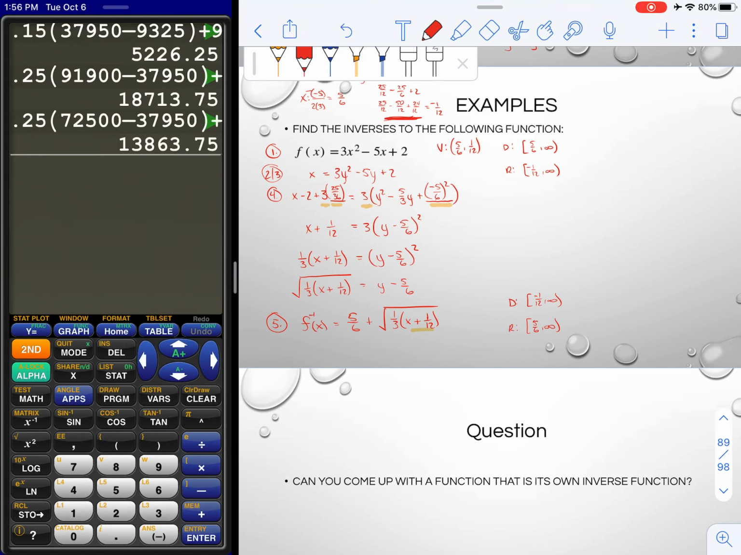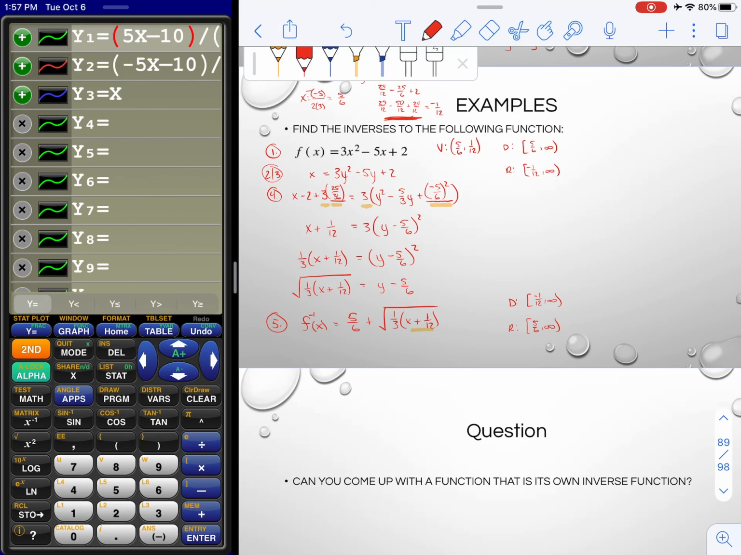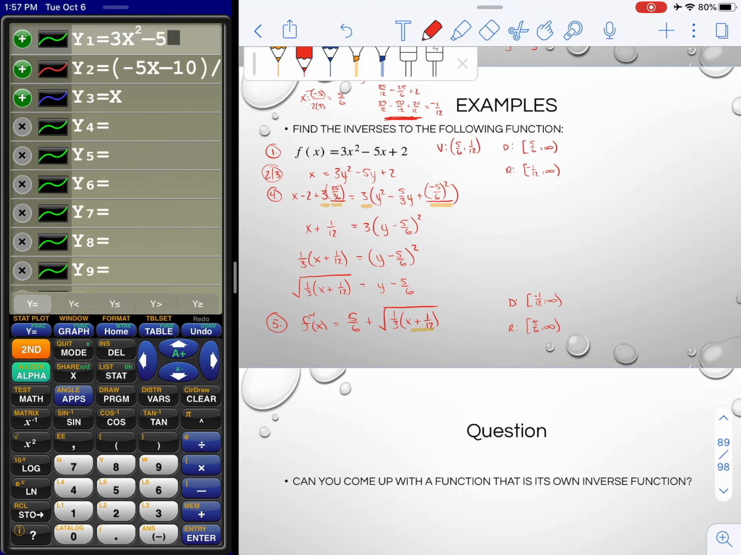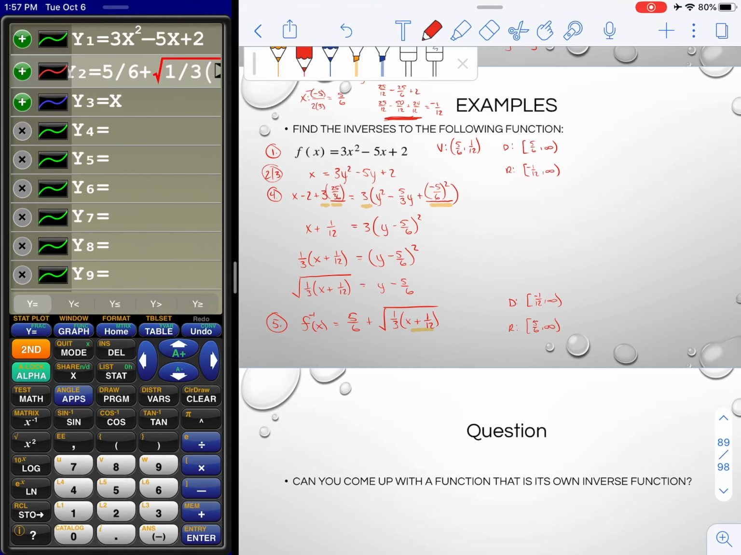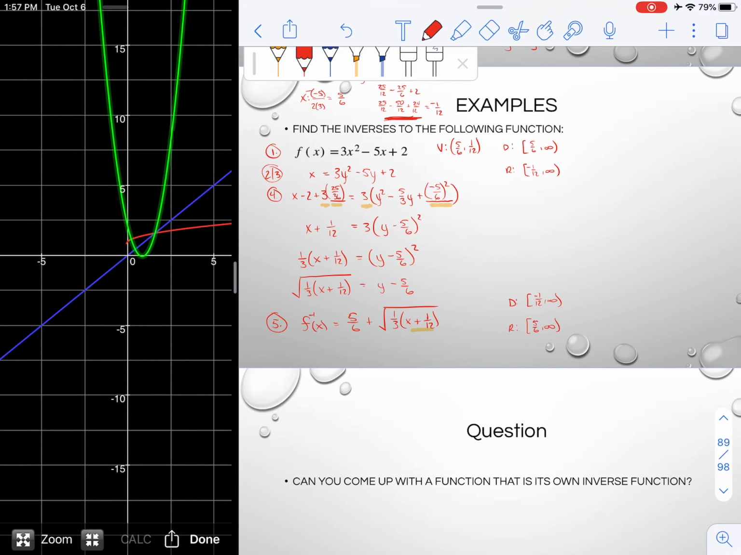Again, if you really feel like being an algebraic hero, you can go back and verify this algebraically. What I would probably do, however, is use your graphing calculator. It's going to make your life a lot easier. So here, for the first one, we had 3x squared minus 5x plus 2. And for my second equation, we have 5/6 plus the square root of 1/3 times (x plus 1/12). And if I go and graph this, I do in fact see that I have inverses.